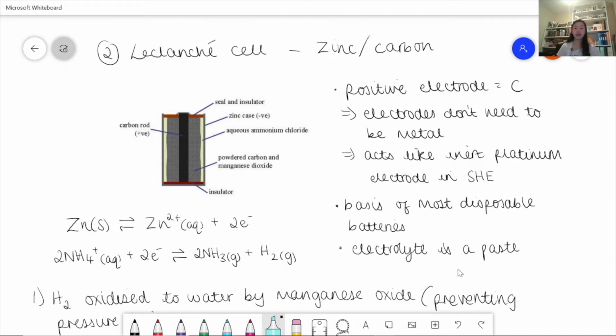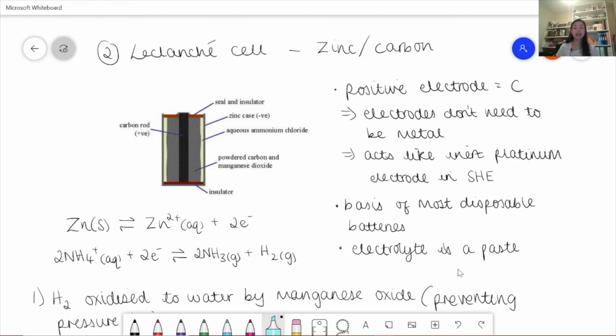Next, we're going to go on to the zinc carbon cell, and the positive electrode is the carbon rod, and the zinc case is the negative electrode. Now, this is when they found out that electrodes didn't need to be made out of metal, hence why this electrode was, and it acts like the inert platinum electrode in the standard hydrogen electrode. So this cell is the basis of most disposable batteries, so most batteries that we use only once. And also, the electrolyte is actually a paste.